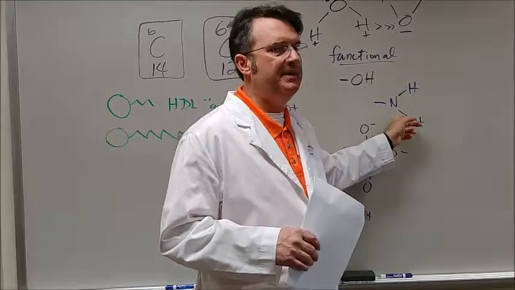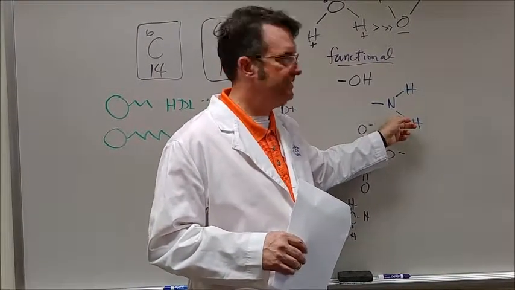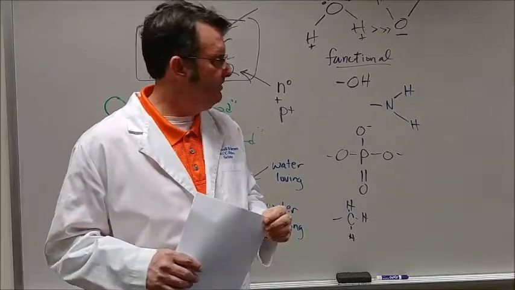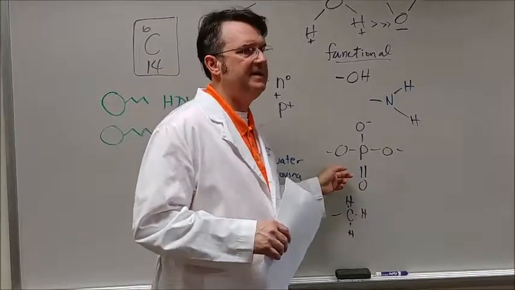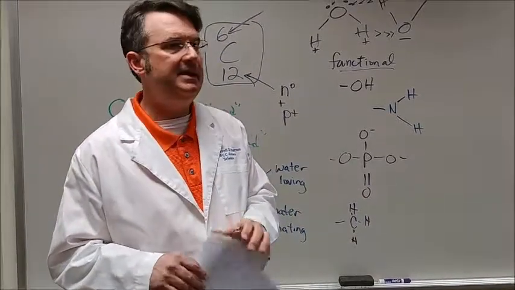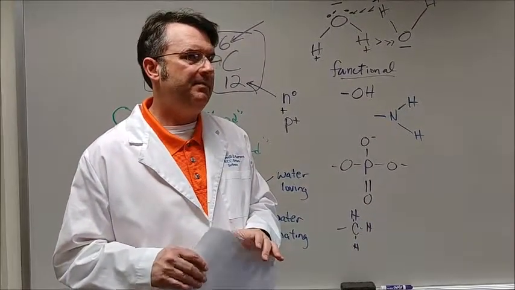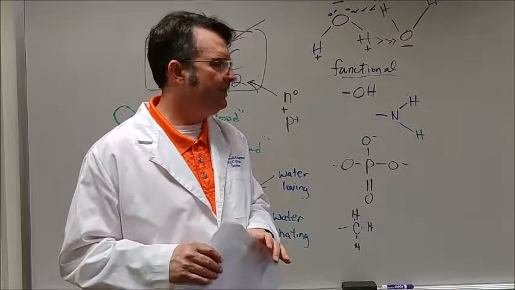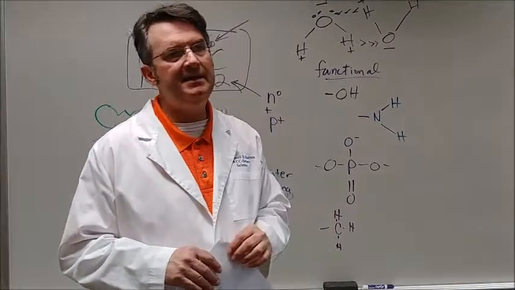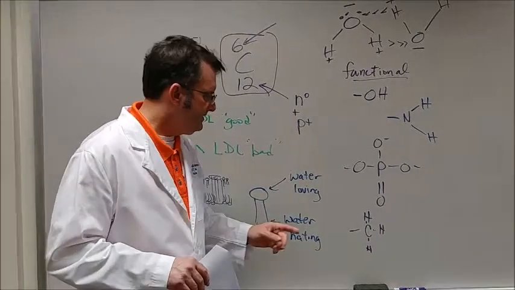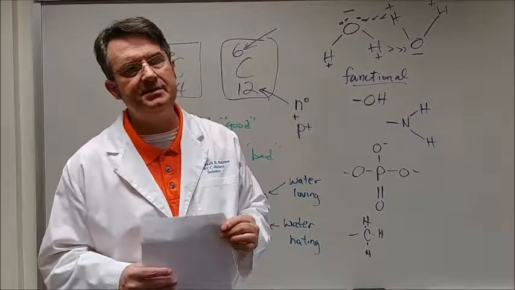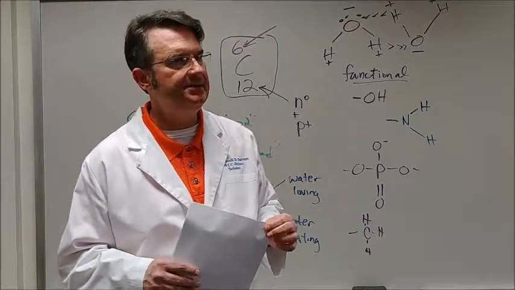Another one that's important in life is the amino group. This NH2 helps to make an amino acid. This is what makes up proteins in the body. Phosphate is another one that is important because it's part of ATP, the energy storage molecule. And we also have phosphate in the DNA backbone as well. This last one right here, this CH3, is a methyl group.